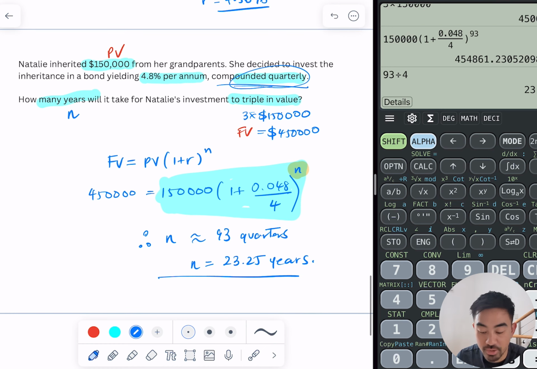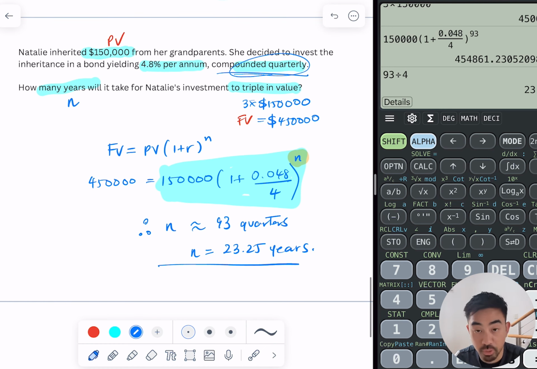Okay, so once again, there is a method to get the precise number, but for the sake of standard 2 HSC maths, all you need to do is guess and check.